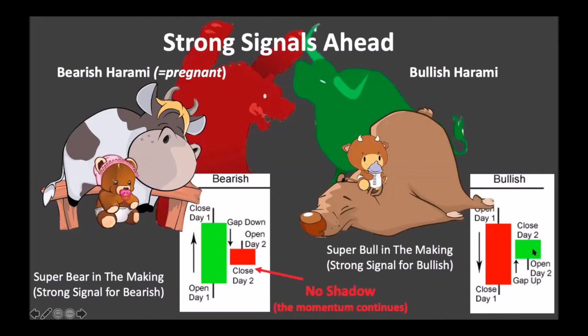Do not be misled if you see a small one, that's not important now. When you see a big red candle and a small green one, especially with no shadow, it means that the momentum is continuing. It's a very strong signal for being bullish. Okay.